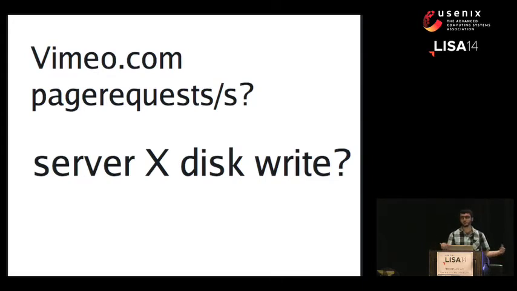And so the problems that I see with this is, for example, when I want to know how many page requests per second is Vimeo.com doing, or what is the write performance of a given server, I have a really hard time finding those metrics. I have to navigate trees or search, but I don't know which words to use. Or sometimes I have to look in source code or ask people, hey, do you know where this metric is?